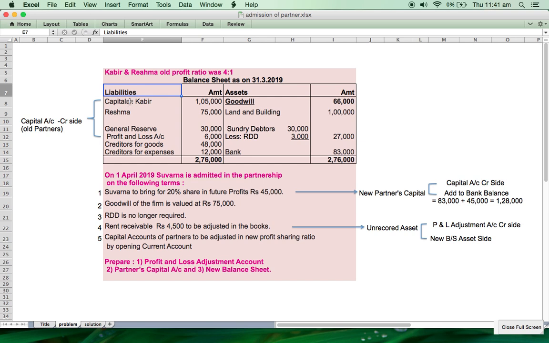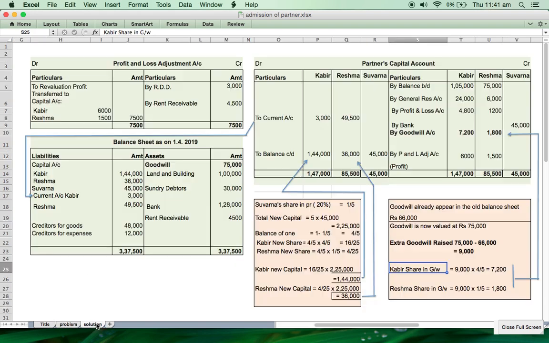Now from the liability side we are going to transfer capital account balances, general reserve and profit and loss balance to partners capital account. This will be shown on the credit side of partners capital account, and general reserve and P&L account balance will be distributed between old partners only. Let's see this. Capital account balance credit side. This is the opening balance. By balance brought down, Kabir 1,05,000, Reshma 75,000. General reserve is distributed in the ratio 4:1. P&L balance is also distributed in the same ratio 4:1.